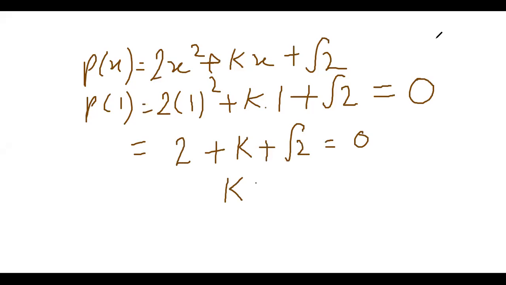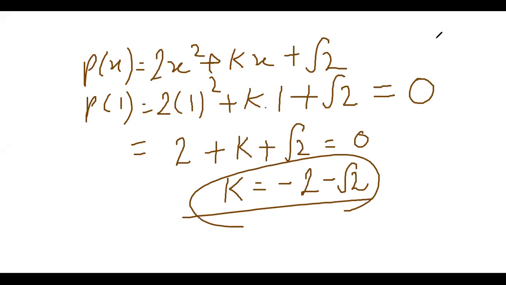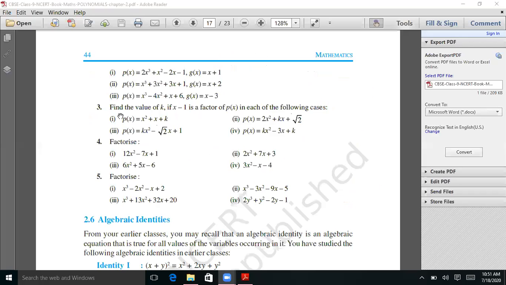Then k is equal to, 2 will be subtracted on the other side and minus root 2 also. So minus 2 minus root 2. So this is the value of k here. Right? Minus 2 minus root 2. Third part, you can try on the basis of it, third and fourth part. Here you have to find out the value of k.